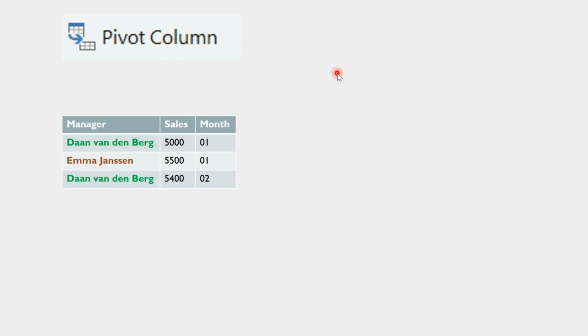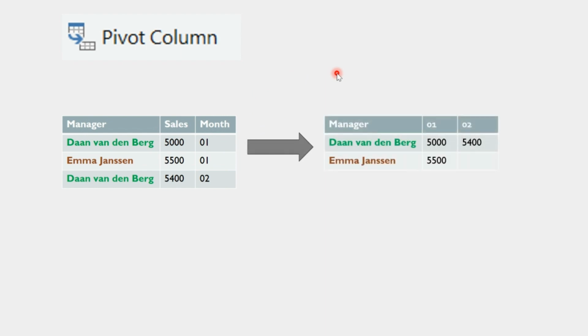So, what is pivoting? Pivoting is a useful data transformation technique that allows us to convert unique row values into separate columns. It's like rotating our data to a new perspective, providing a more structured view of the information.